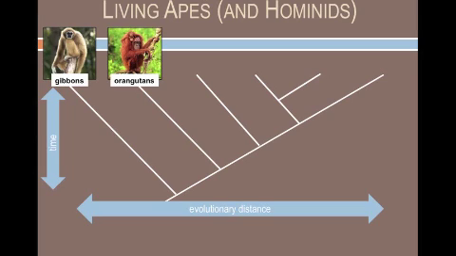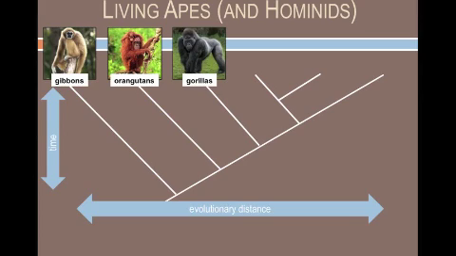The next group are orangutans. They also live in Indonesia, but they're much bigger. Males are about twice the size of females, and they live in these very spread out one male, multi-female groups. The next ape group are the gorillas. Gorillas live in Central Africa. Males are twice the size of females, and they also live in one male, multi-female groups.